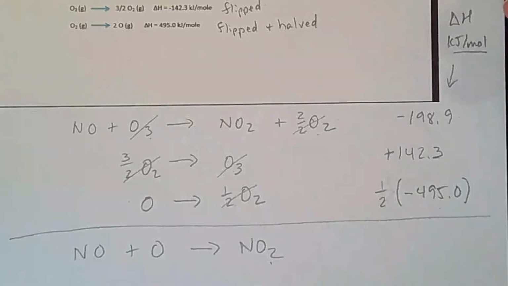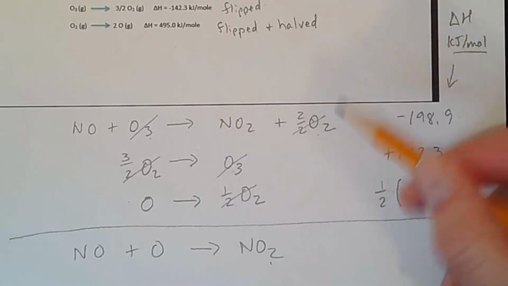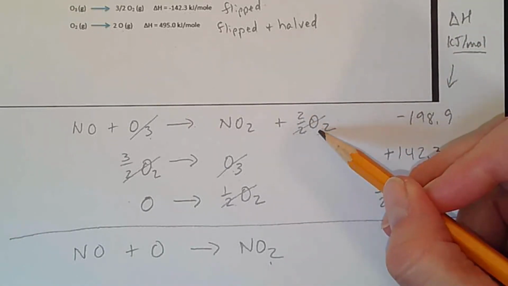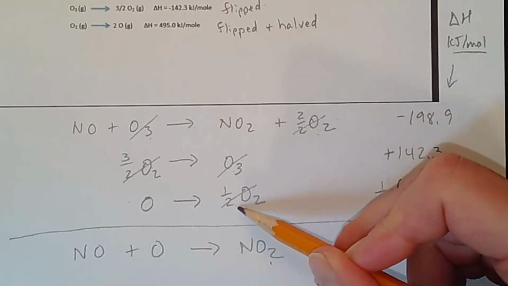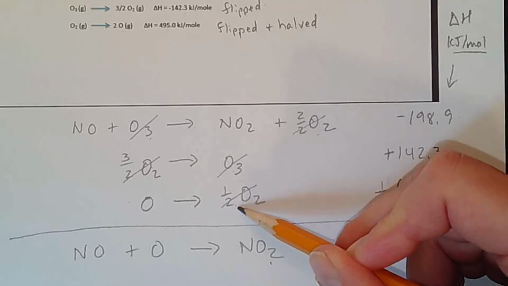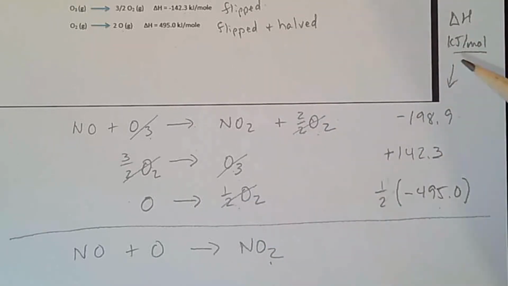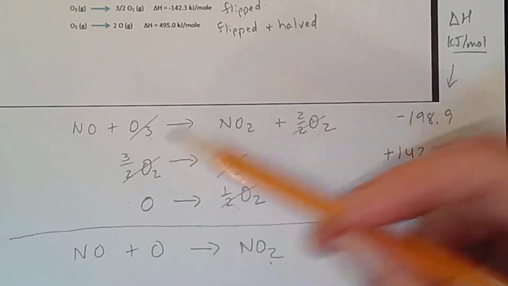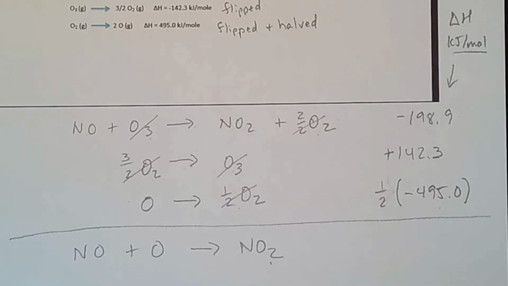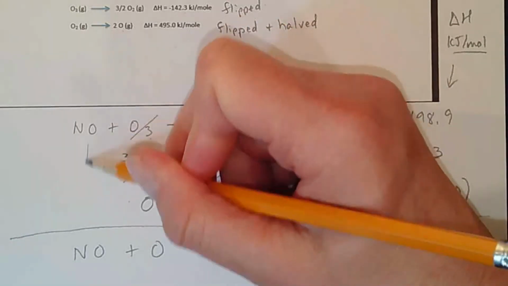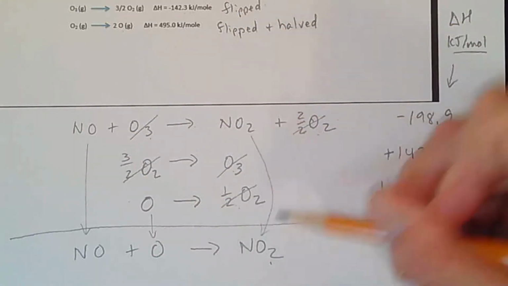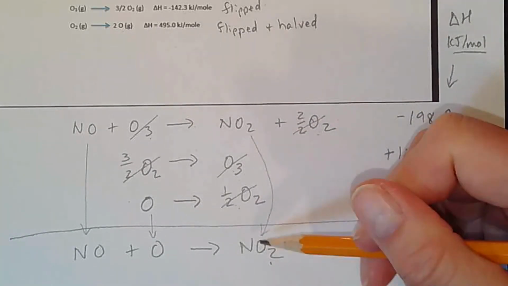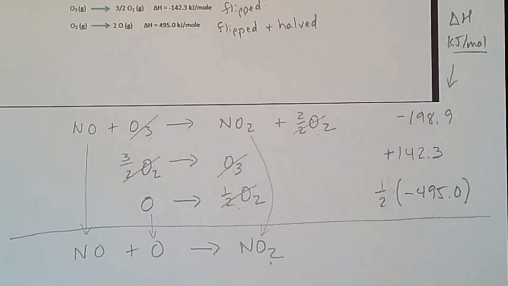And so check it out. This said 102, so I put 2 over 2 here just to show you that I can add it to 1 over 2, and that gives me 3 halves. So I have 3 halves dioxygen on the right, and I'm going to cancel that with my 3 halves dioxygen on the left. I'm also going to cancel my ozone. And look what I get. I get NO, O, and NO2 left over. That, if you recall, was our desired reaction.